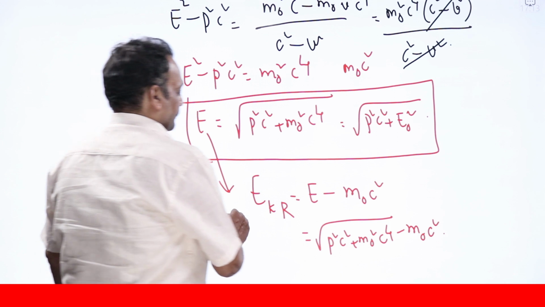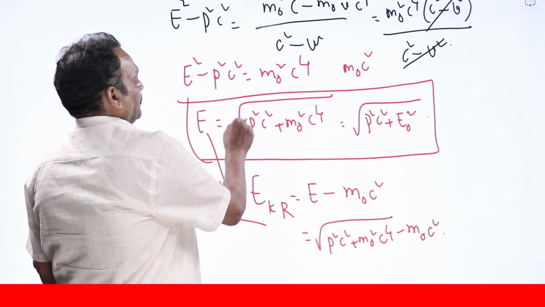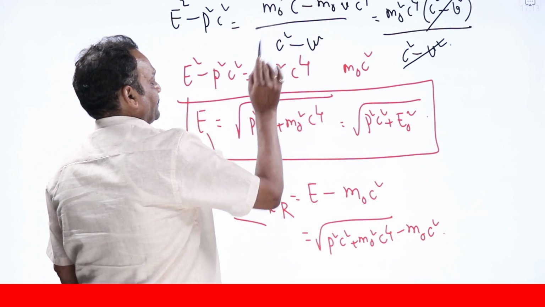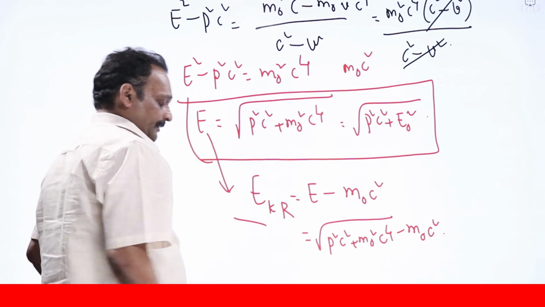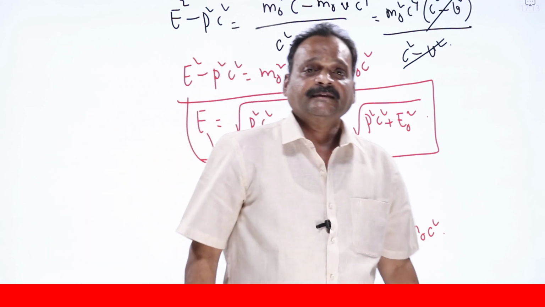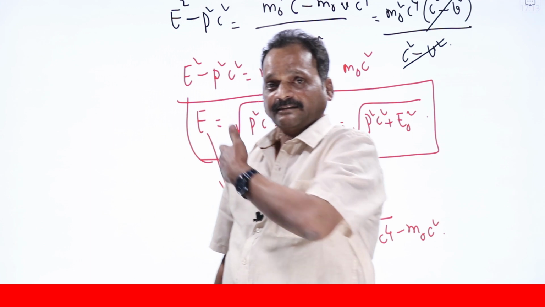So remember this expression. This E equal to under root p square c square plus m naught square c to the power 4 is the most popular equation according to the special theory of relativity. That is the expression for the total energy of a particle.